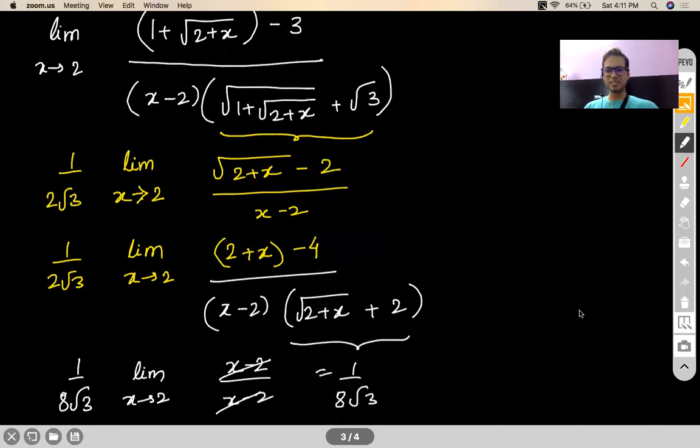What happens to x minus 2 divided by x minus 2? They get cancelled. It will become 1. Limit of 1 is 1 only. Limit of a constant term, what will happen? It will stay there only, right? It will not change.